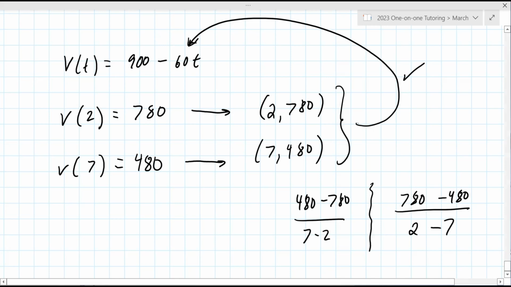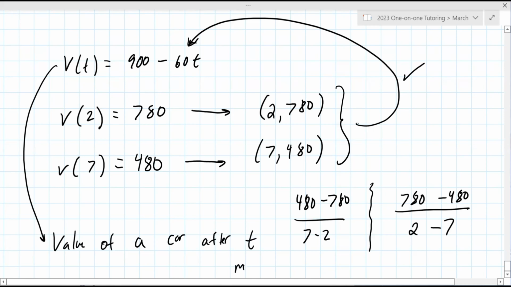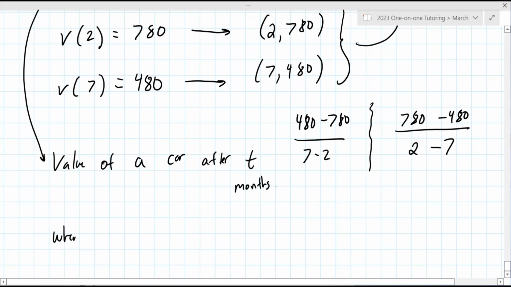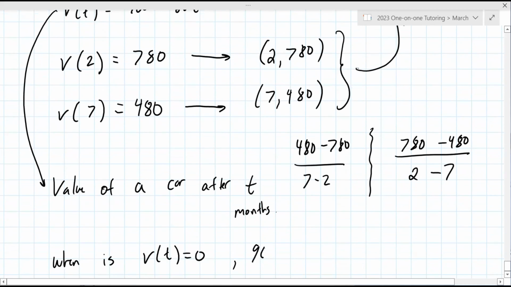Okay. So let's say this is some scenario where this represents the value of a car after t months. So when is the value of the car 0? When is v of t equal to 0? Let me go back up and grab the function in case you need that. So you plug in 0 for v of t and you solve for t.